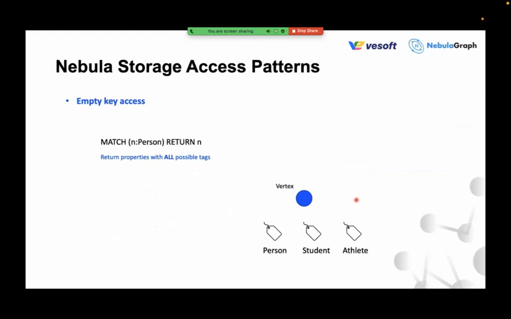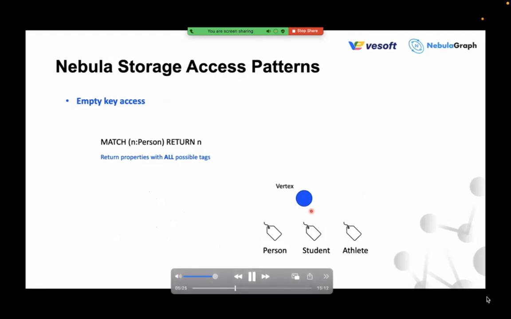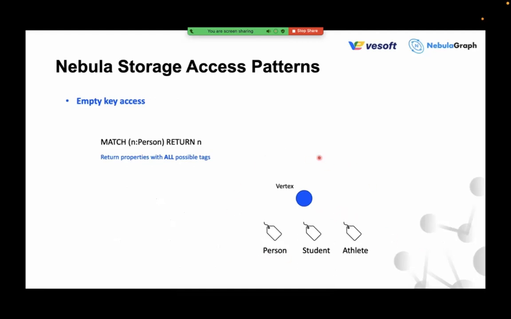The second key finding is about empty key access. We know that in graph databases, the data is schema-less, which means the schema of data in a graph database is not fixed. This is achieved by using tags in Nebula. Let's look at an example here. We have a vertex and three tags: person, student, athlete.